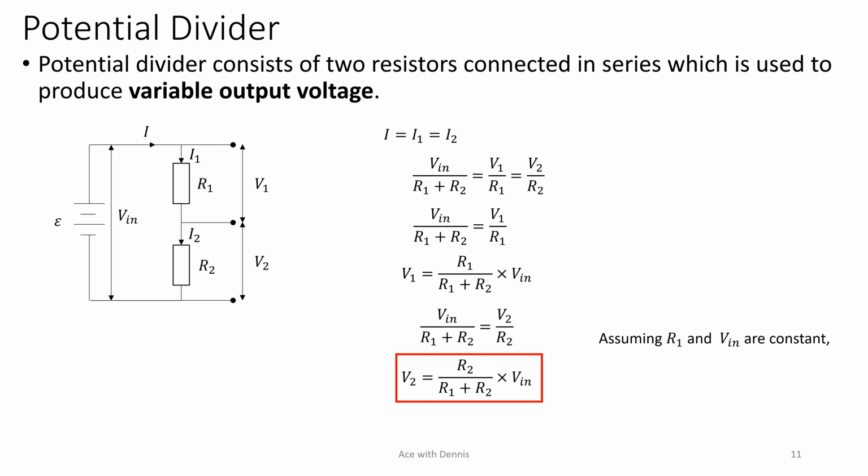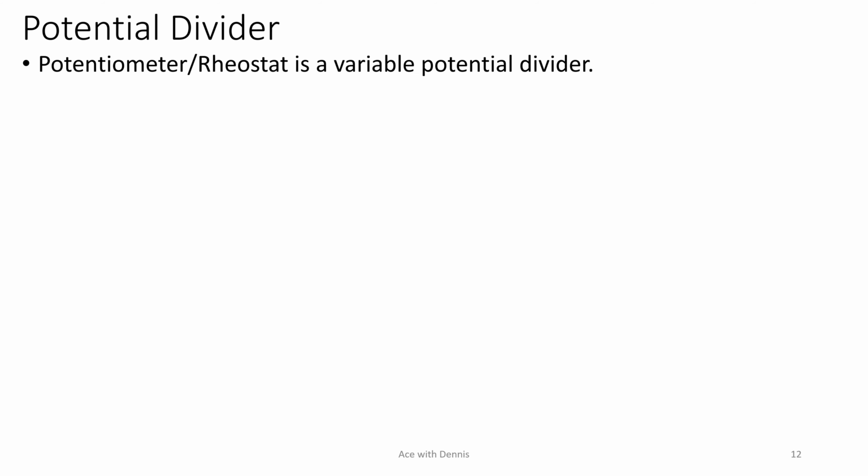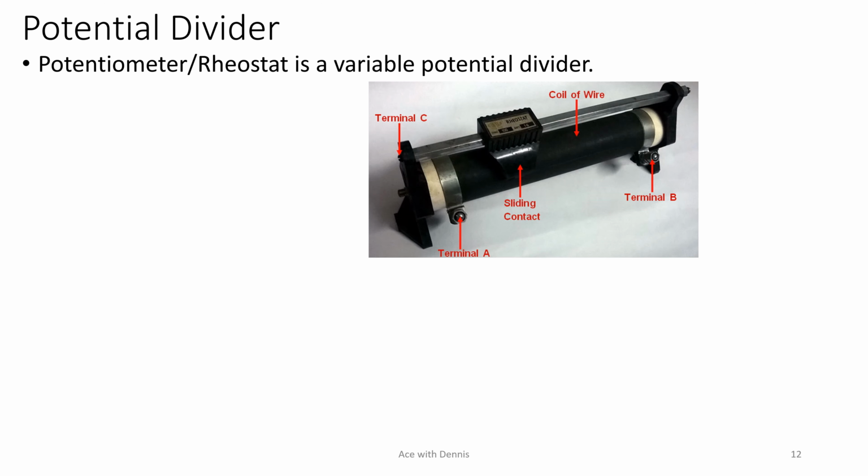Assuming that R1 and V in are constant, where R2 increases, V2 increases as well. We usually connect a load at V2. A potentiometer or rheostat is a variable potential divider.